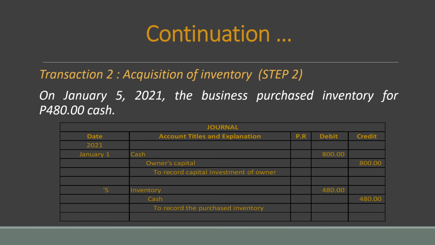Okay, so to record the purchase inventory, ito yung magiging entry natin. Nag-debit tayo ng inventory kasi nagkaroon ng increase sa inventory. And then, nag-credit tayo ng cash kasi nagbayad tayo ng cash. Nabawasan yung cash natin amounting to 480,000.